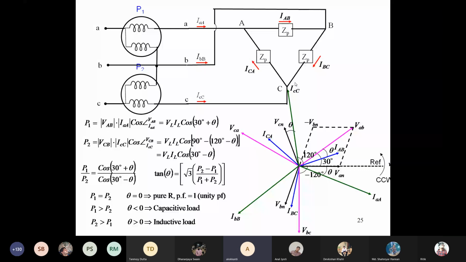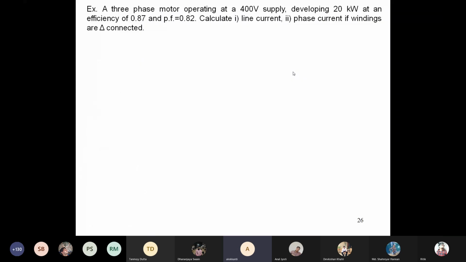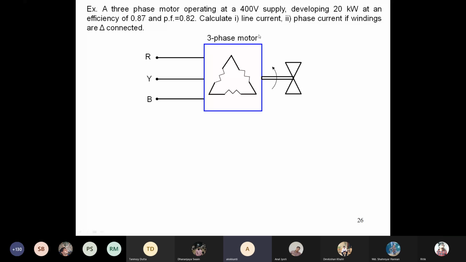So now I give a small numerical. There is basically a 3-phase motor, which is just a 3-phase load, which is developing 20 kilowatt at an efficiency. This is a very common thing in industry, the motors operating at a certain frequency. It is developing 20 kilowatt. That means the output of the motor is 20 kilowatt at an efficiency of this.